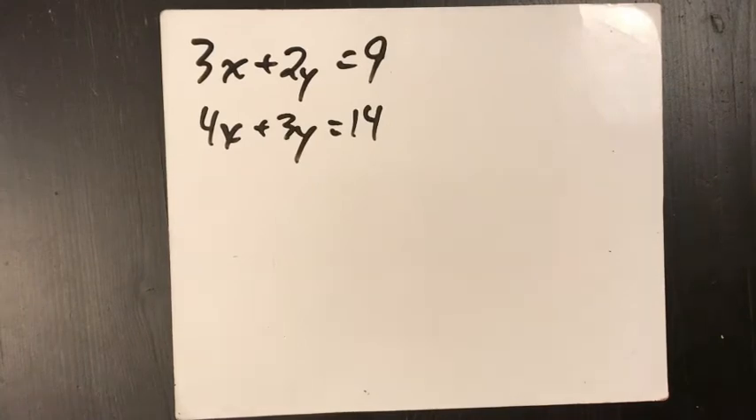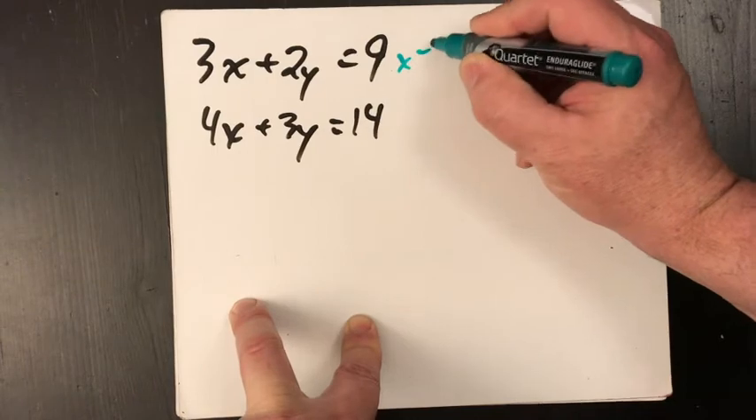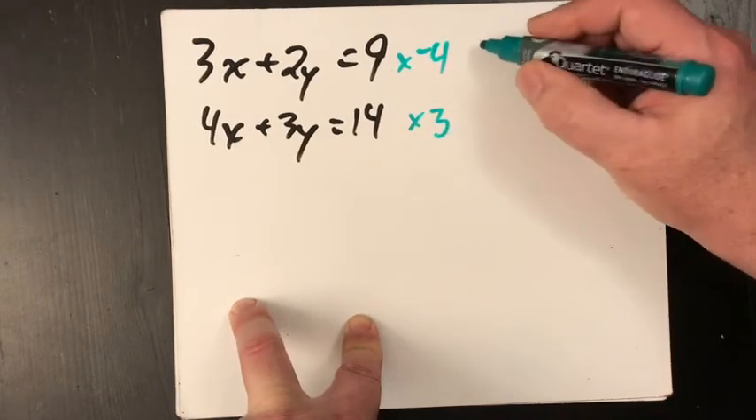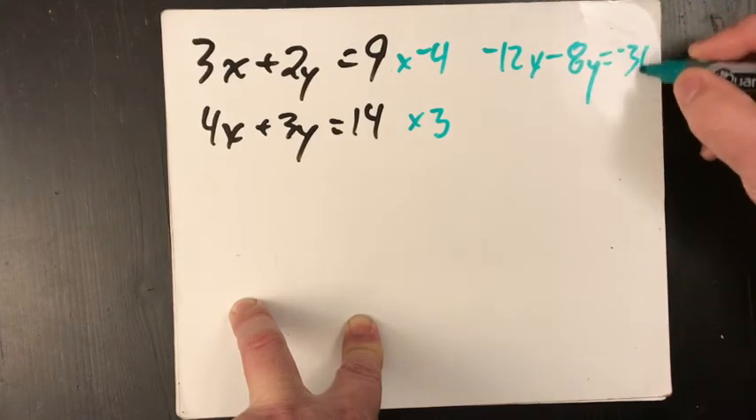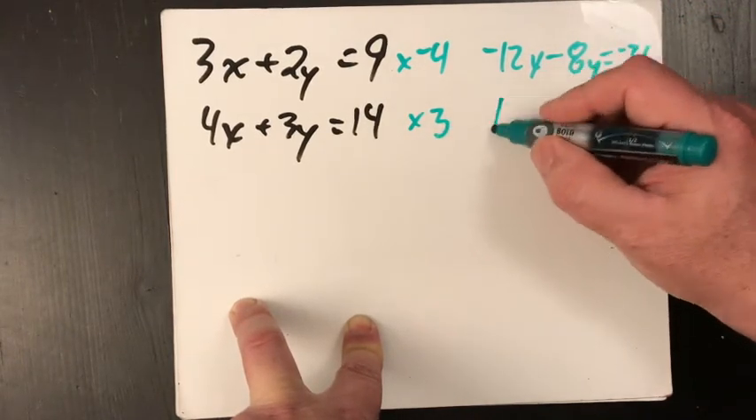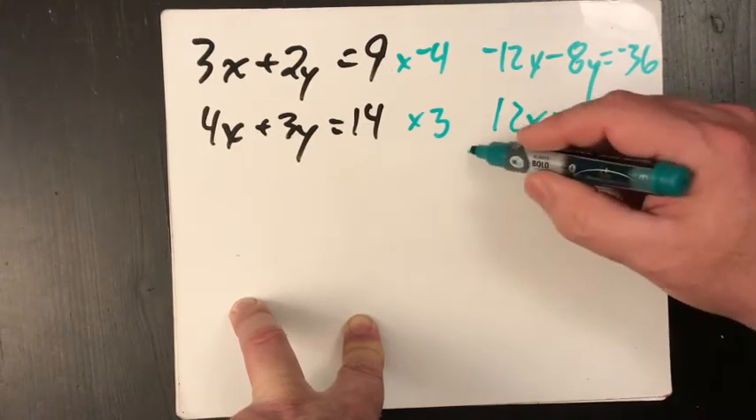Of course, you might have chosen to make the x's cancel instead. I'm going to multiply this top line by negative 4 and the bottom line by positive 3. The top line then becomes negative 12x, negative 8y, and negative 36. The bottom line becomes positive 12x, positive 9y, and positive 42. Ooh, those numbers are getting big.